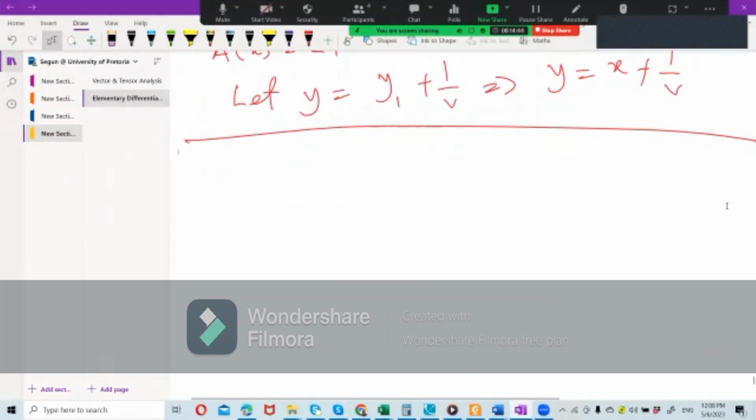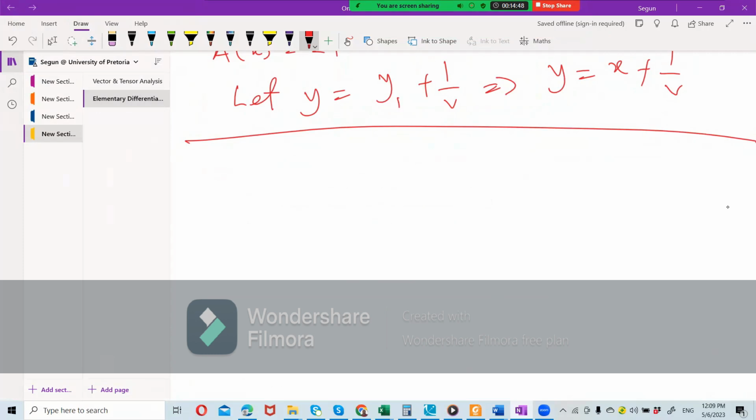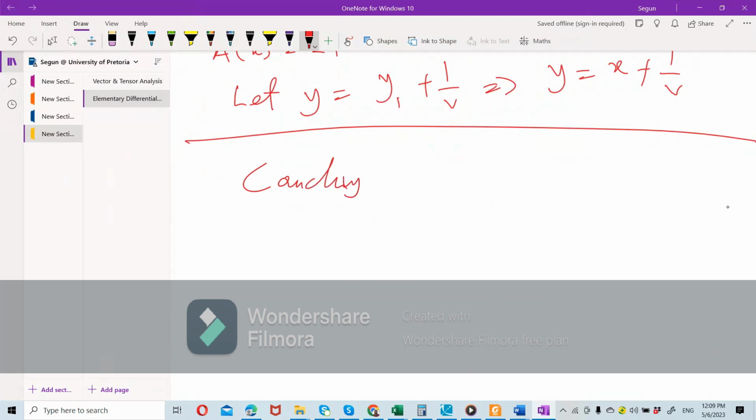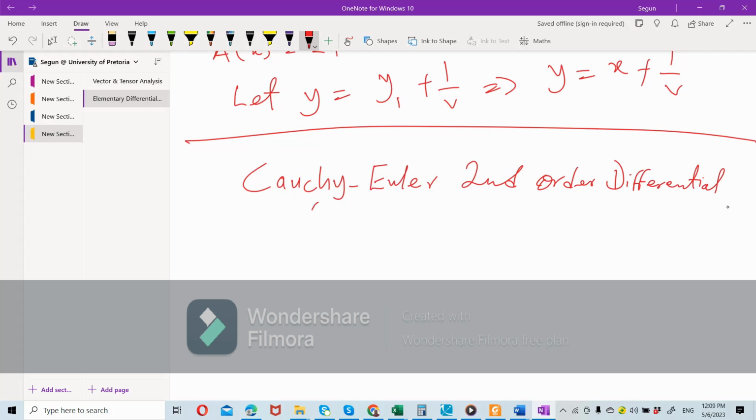So we'll be discussing what we mean by Cauchy. Cauchy is a mathematician. Cauchy-Euler second order differential equation.